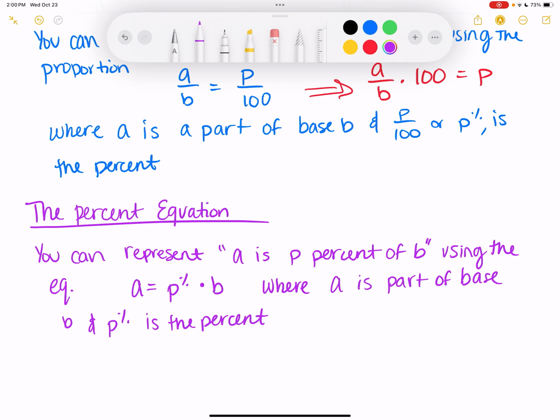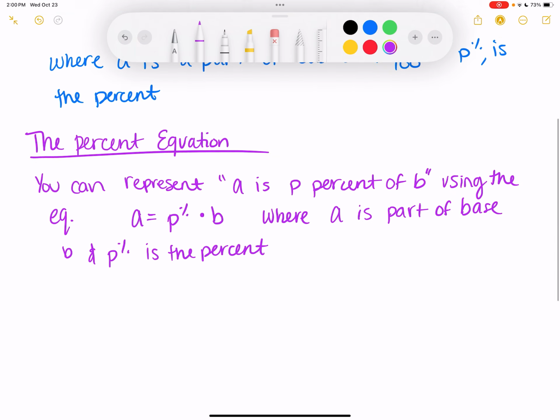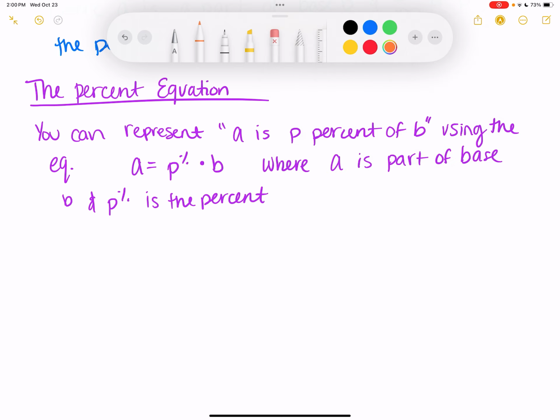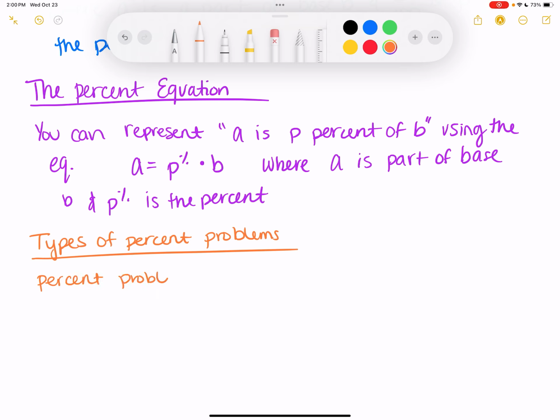So just to give you a little summary, kind of like a cheat code, if you will, to help you determine which one to use. Let's do this. Types of percent problems. The percent problem, and then I'll do an example, and I'll show you the equation.